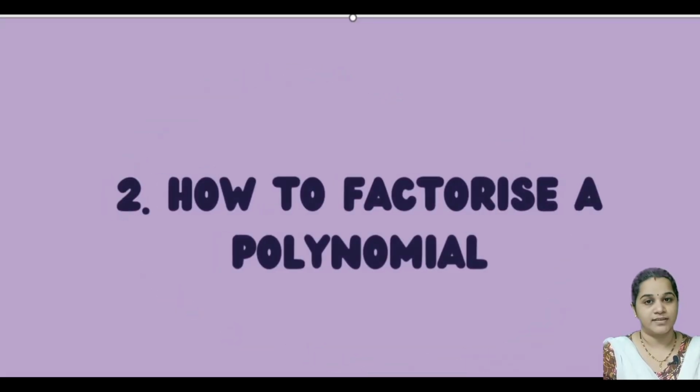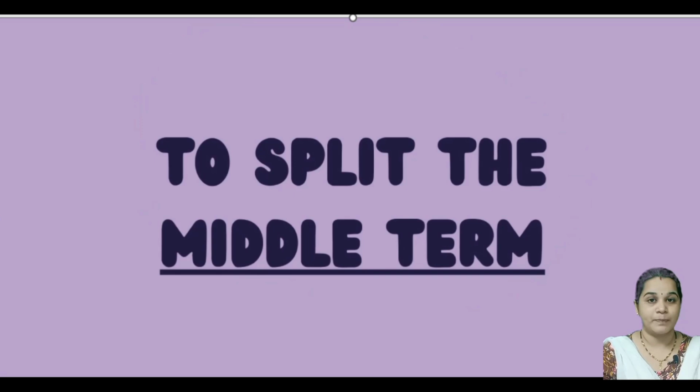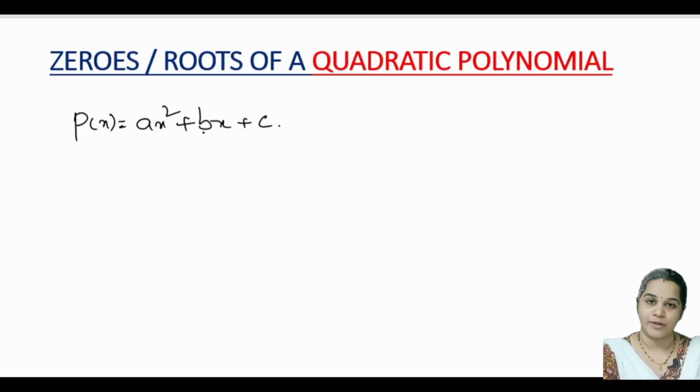Now the question is how to factorize a quadratic polynomial. The answer is to split the middle term. To factorize a quadratic polynomial, we split the middle term, that is this term bx has to be split.